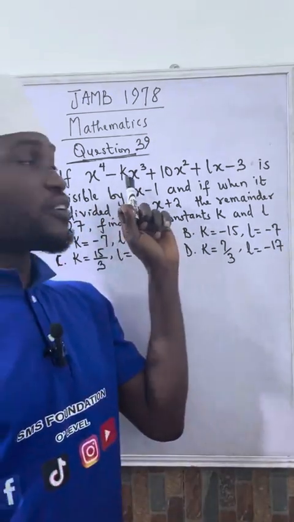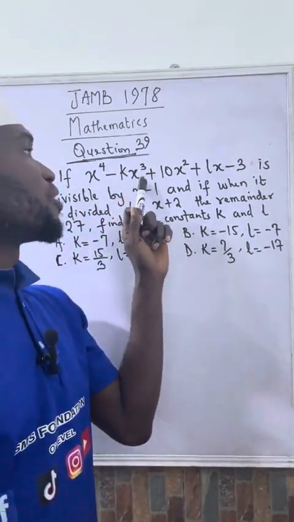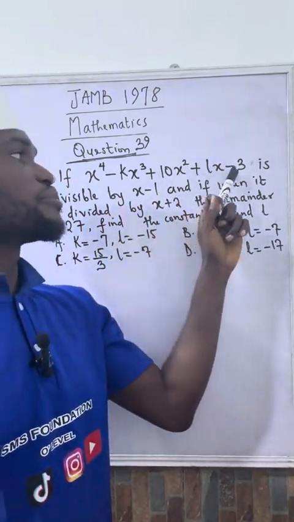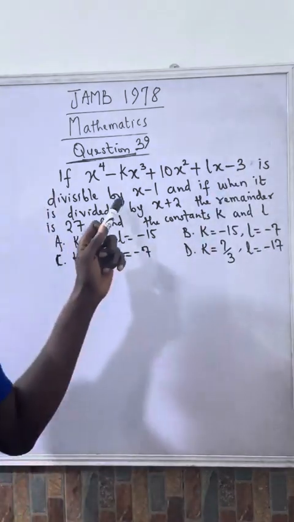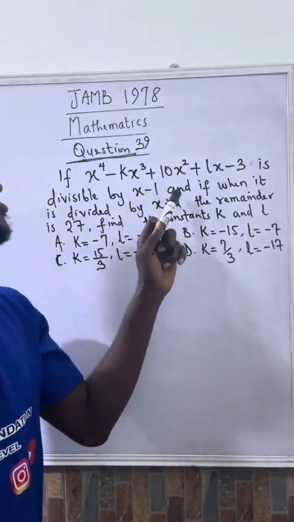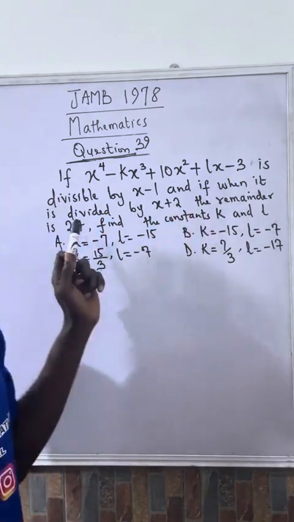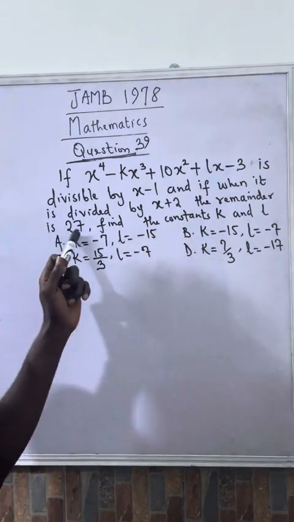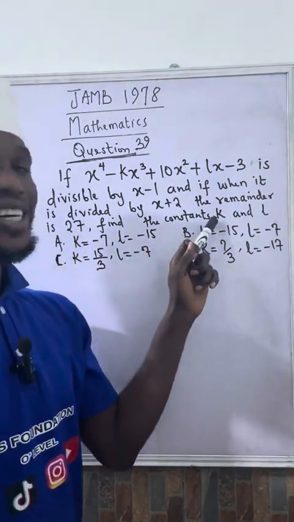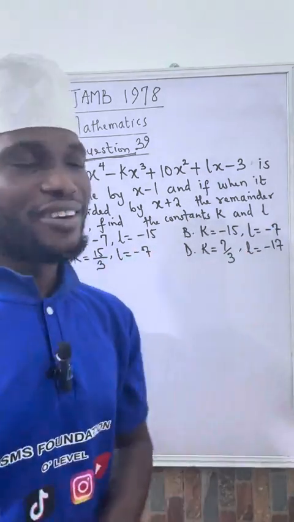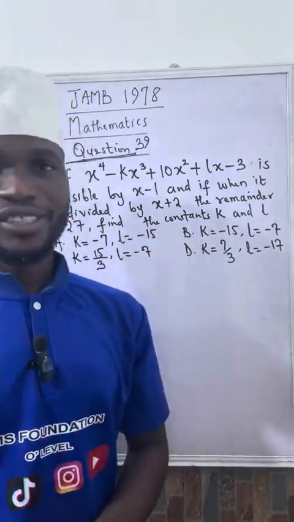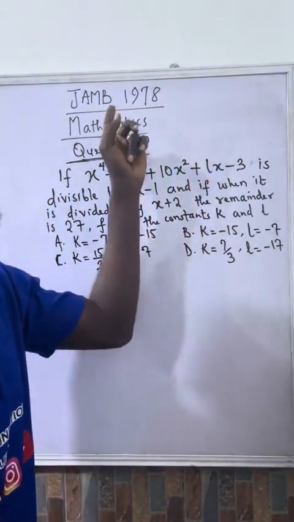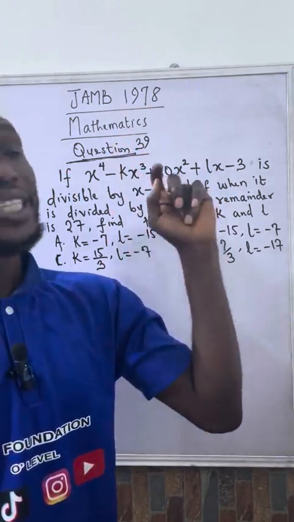If x raised to power 4 minus kx raised to power 3 plus 10x raised to power 2 plus lx minus 3 is divisible by x minus 1, and if when it is divided by x plus 2 the remainder is 27, find the constants k and l. Very interesting question. Now, this is JAMB 1978 Mathematics question 39.